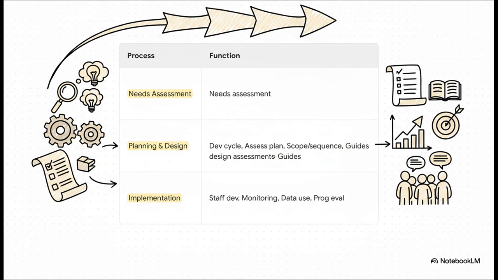So let's break that down a bit more. Each of those 3 phases has specific jobs or functions inside it. Take planning and design, for example. It's not just one thing. It's the whole shebang: building the development cycle, figuring out the scope and sequence, designing tests, writing the actual curriculum guides. You get the idea. Every phase has these critical jobs. So let's start at the very beginning, with phase 1.